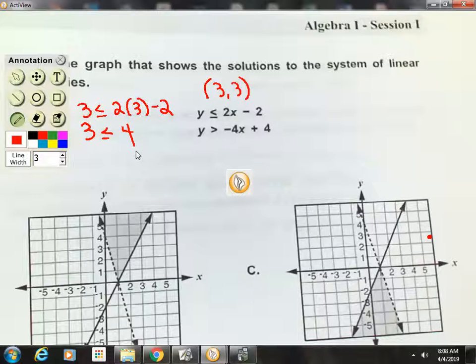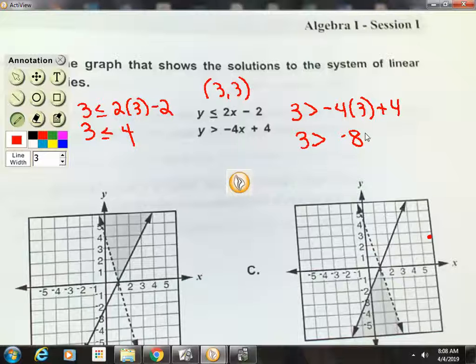If I try (3, 3) in the second one, 3 is greater than negative 12 plus 4, which is negative 8. And that's true also, isn't it? Isn't 3 greater than negative 8? Okay, so algebraically, D is correct.